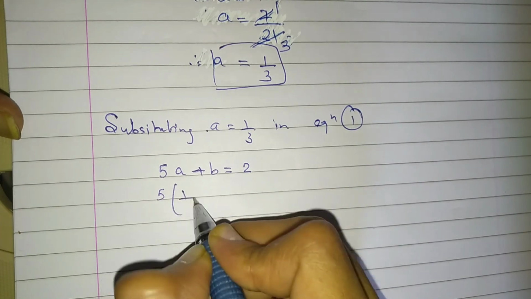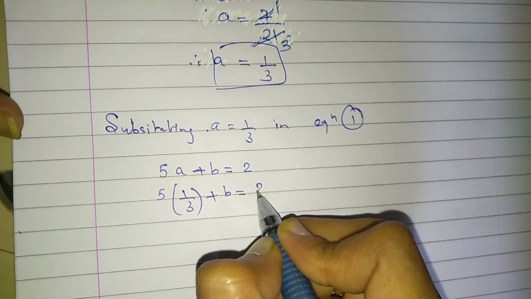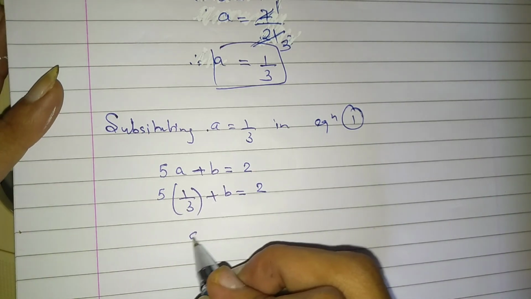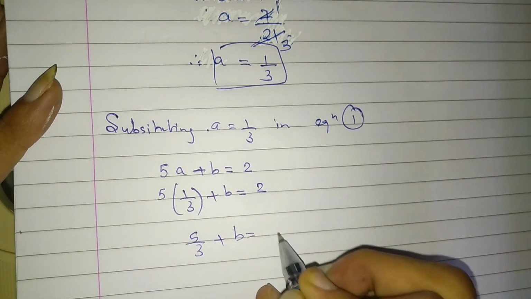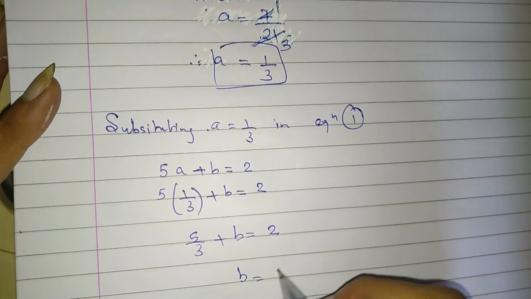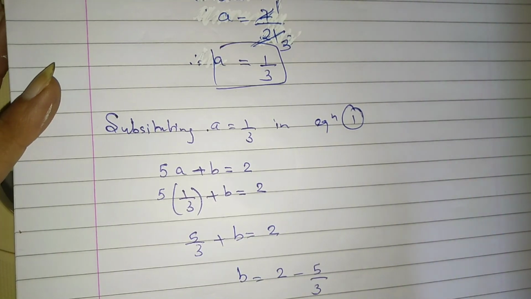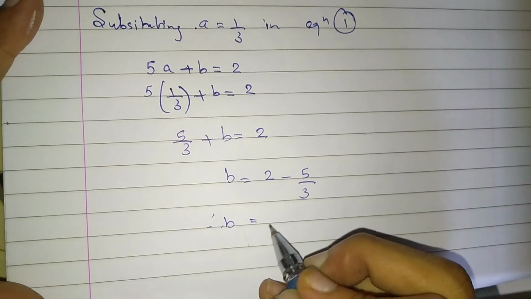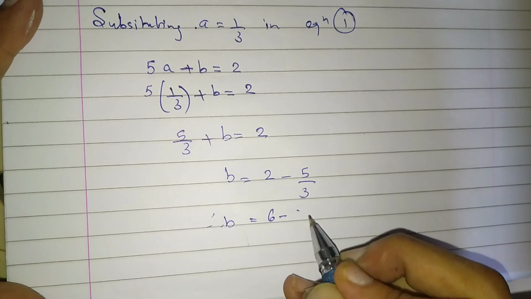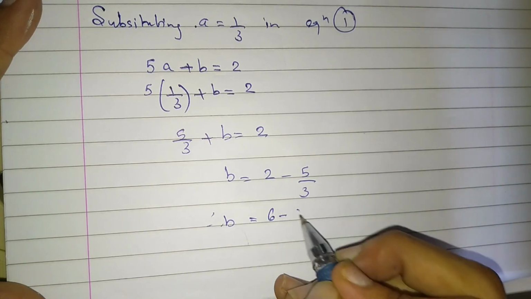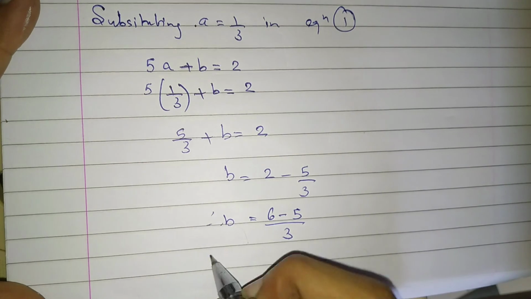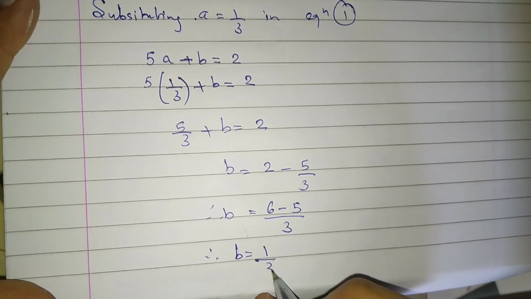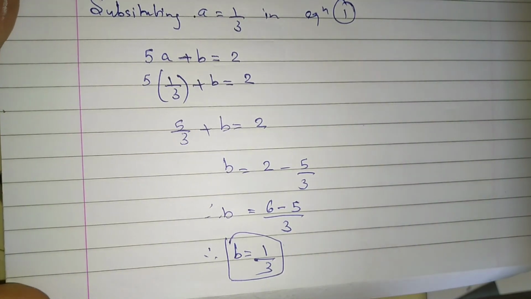So 5 into 1 upon 3 plus b equal to 2. Now 5 upon 3 plus b equal to 2. So b equal to 2 minus 5 upon 3. Therefore b equal to 2 3s are 6 minus 5 upon 3. Therefore b equal to 6 minus 5 is 1 upon 3. So the value of b is 1 upon 3.